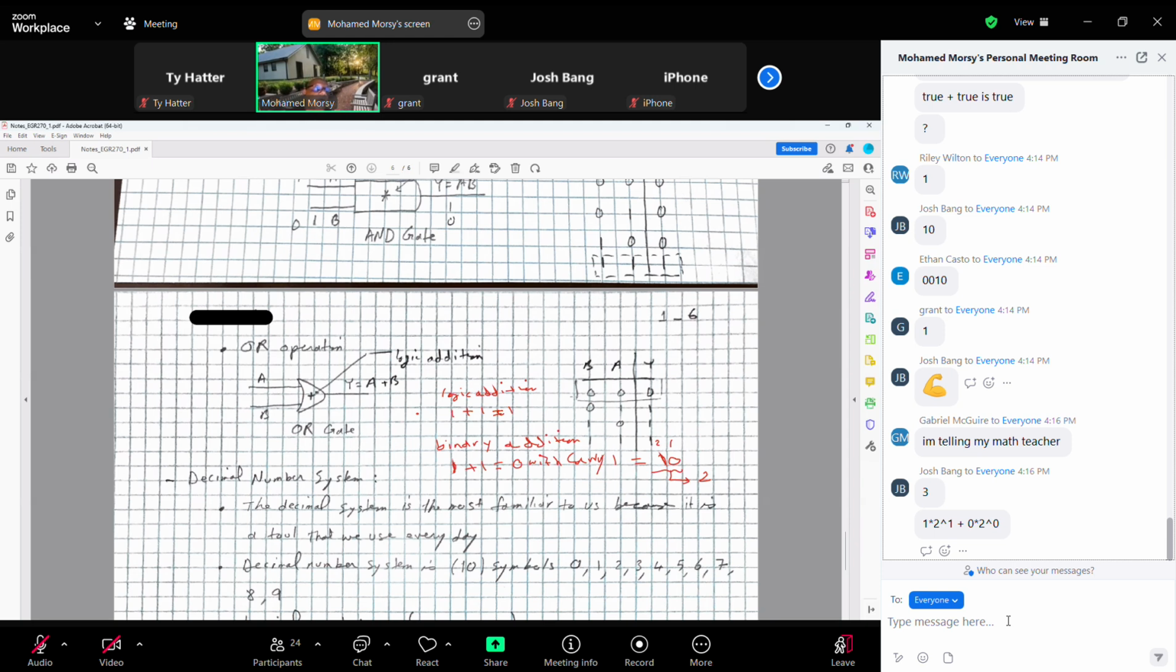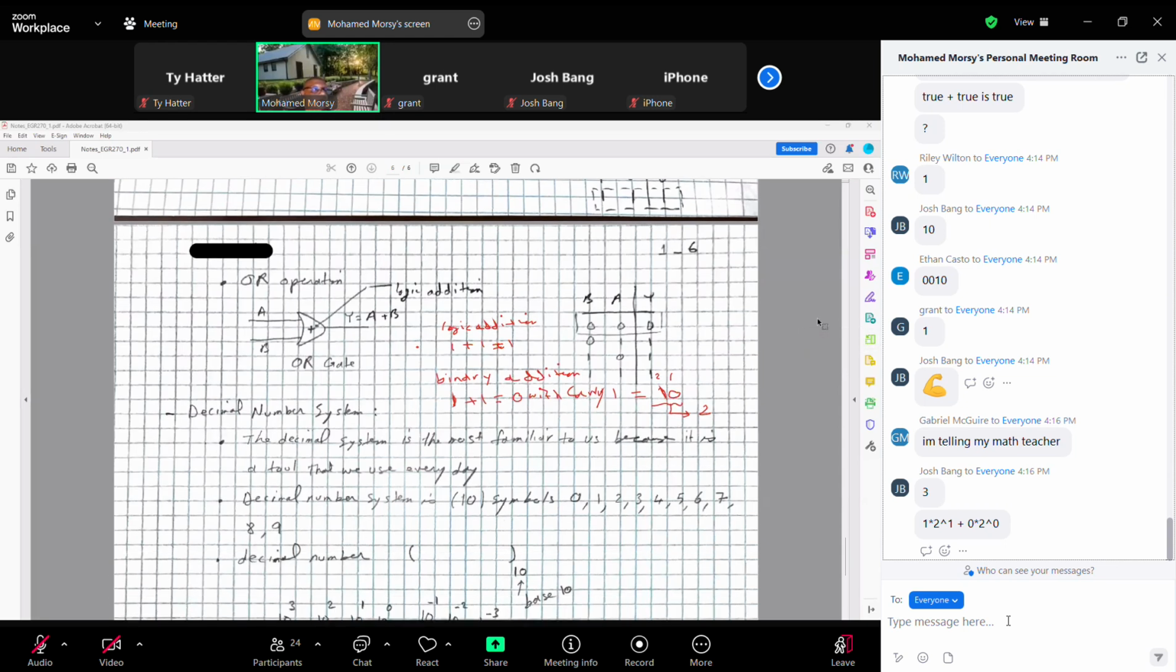So when we add 1 plus 1 in binary, is this equivalent to 2? 2 is not 1 in binary. 2 is 0, 1 in binary. So that's why we say 1 plus 1 is 0, called 0 with carry 1. This is the explanation for this. We'll talk about this in detail, so don't worry now if it is not clear yet.